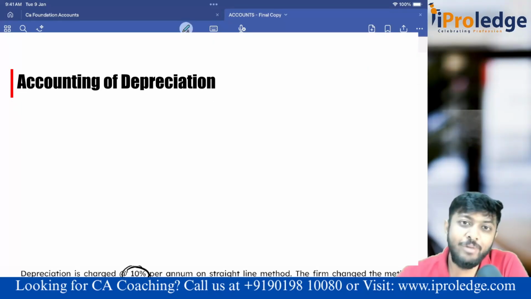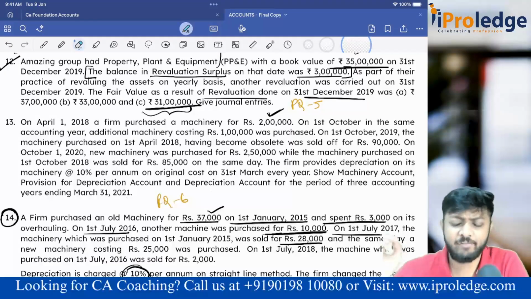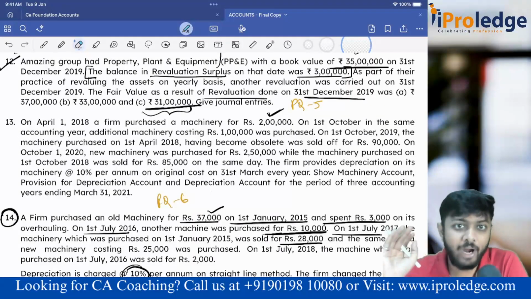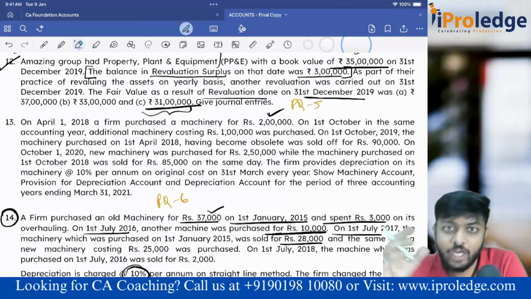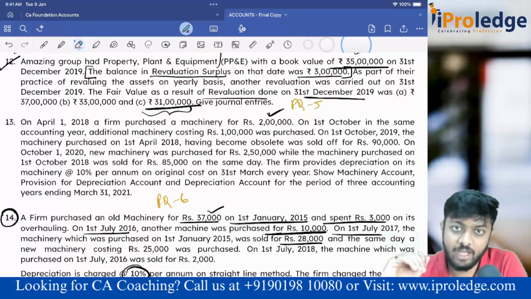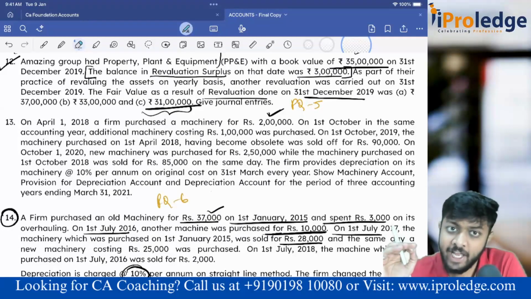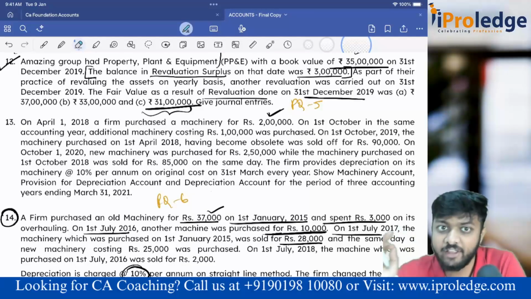In today's video, we'll be discussing the unit on depreciation and amortization. Especially in this video, I'll be focusing only on the accounting part. That is, we'll be learning about the accounting of non-current assets. That means when you purchase a non-current asset, what are the entries to pass? When you are depreciating the non-current asset, what are the entries to be passed? Then when you are disposing of a non-current asset, what are the entries to be passed?